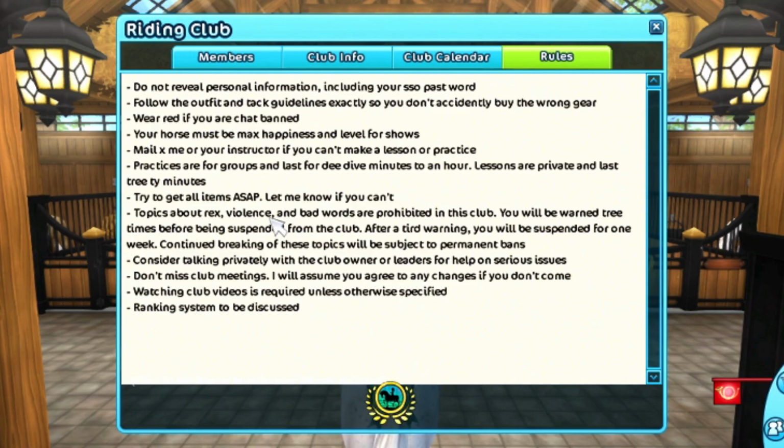Topics about sex, violence, and bad words are prohibited in this club. You will be warned 3 times before being suspended from the club. After a 3rd warning, you will be suspended for 1 week. Continued breaking of these rules will be subject to permanent bans.